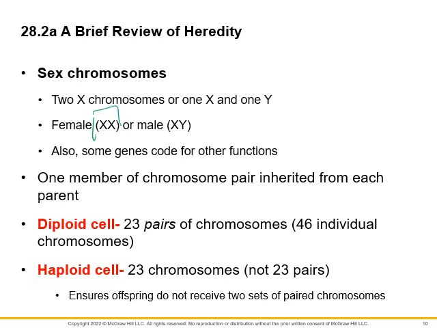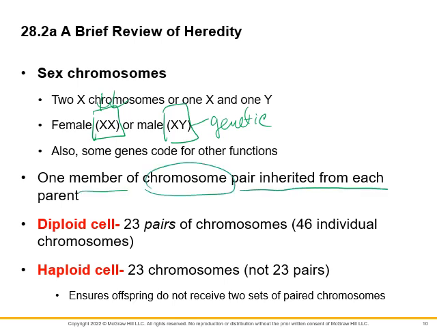Here we can see female, male. So these are the genetic chromosomes, the sex chromosomes, the genetic coding for male or female. One member of the chromosome pair is inherited from each parent.